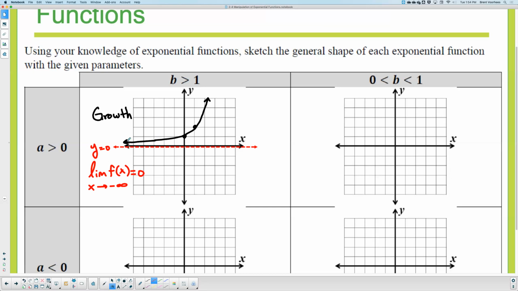Now, it won't be the same on the right. Notice this rises to infinity, and that's why we call it growth. Now, the other two key features are this. This initial point here is (0, a). Put that to that point.